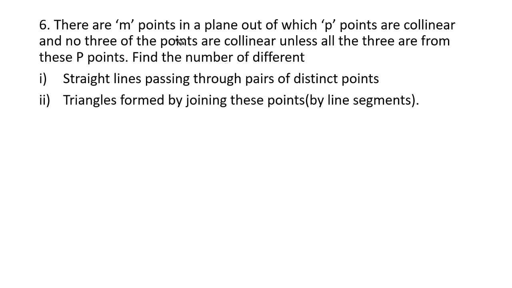There are m points in a plane, out of which p points are collinear, and no three of these points are collinear unless those three are from those p points. Then find the number of different straight lines that can be formed by joining distinct points. Find the number of different triangles that can be formed using these points. So first let us try to understand the question.